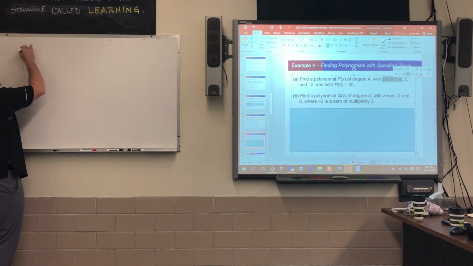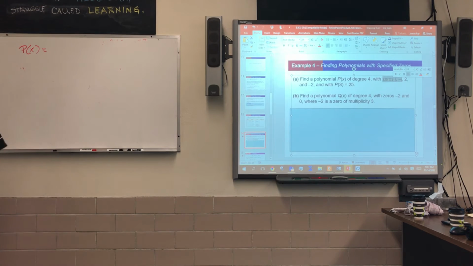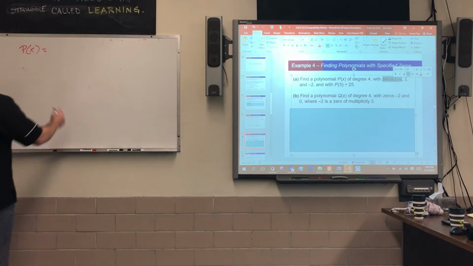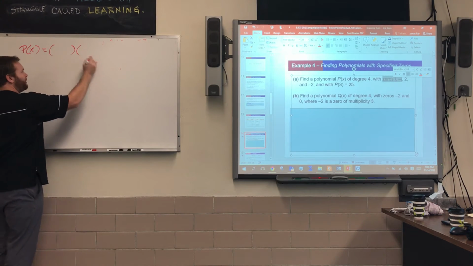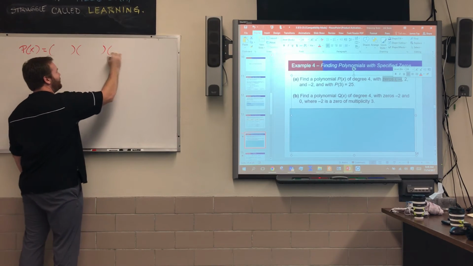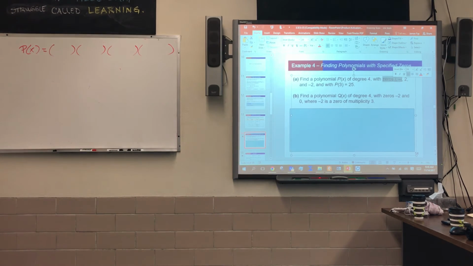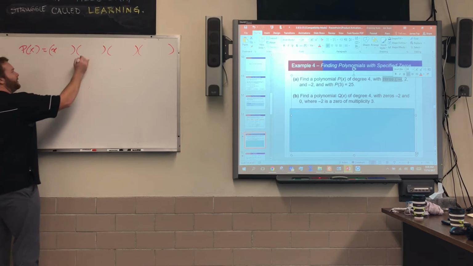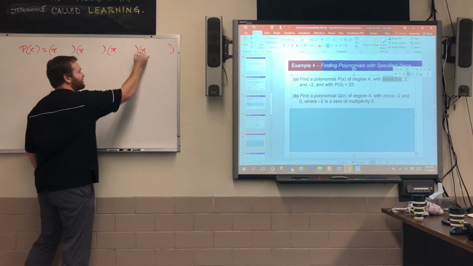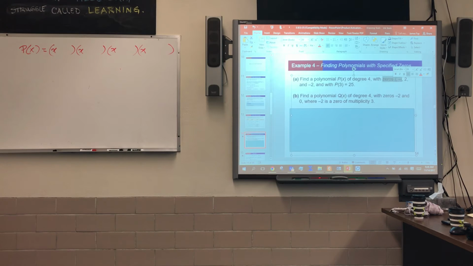So let's just write down what we've got here. We have P of x, that's what we're trying to come up with, and I want to eventually expand this to polynomial form. We should be able to quickly write this in factored form. What the fundamental theorem of algebra and the complete factorization theorem basically say is that with 4 different zeros, we should be able to break this thing down to 4 linear factors, where this is x to the first, x to the first, x to the first, x to the first, right? And then plus or minus whatever my zeros were.